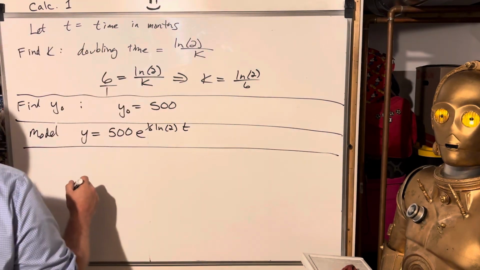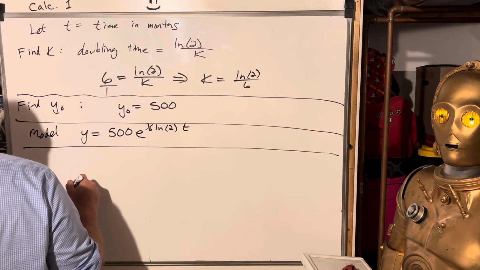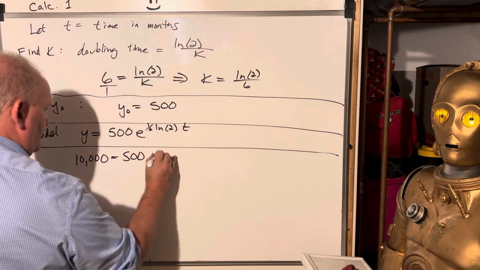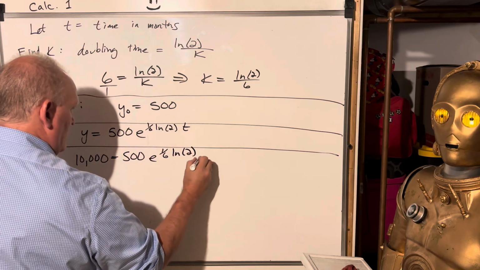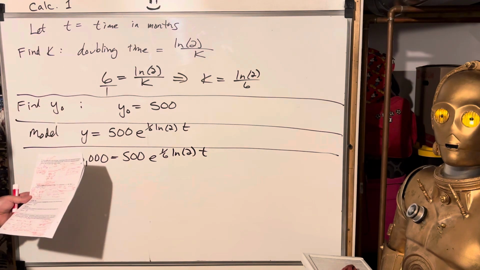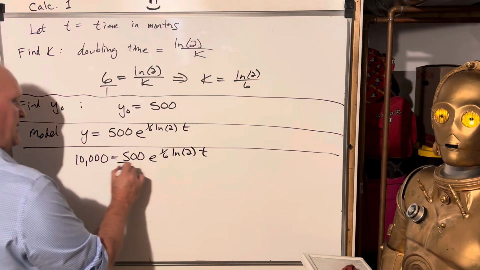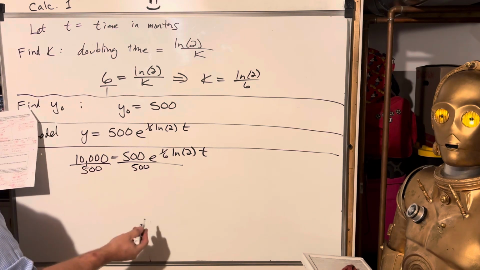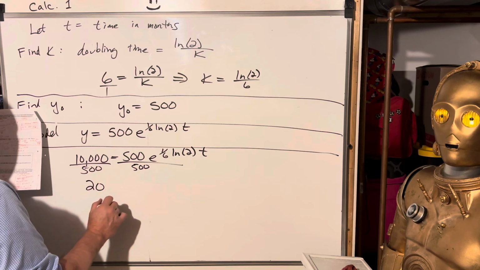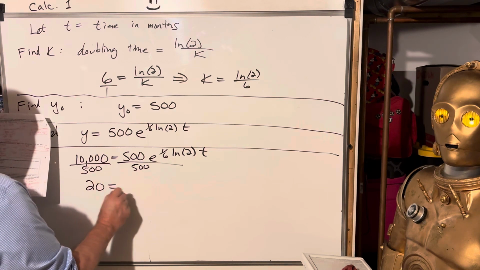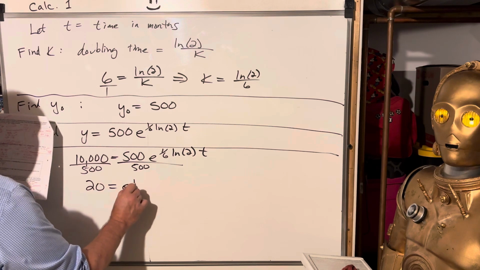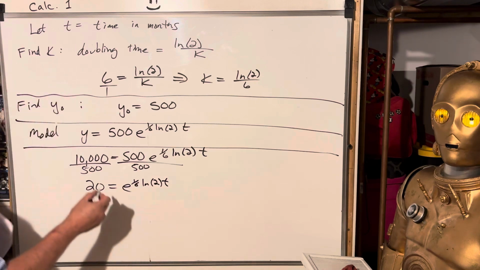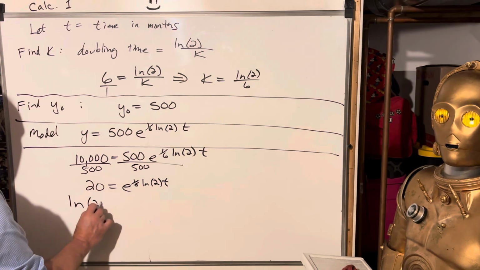And now we're going to throw in 10,000. They want 10,000 fishies, and they want to know how much time that's going to take. So first divide out the 500. Get it to e. So that's 20. That's 5 into 100, that's 20. e to the 1/6 ln 2 times t. All right, so now ln both sides, so ln 20.